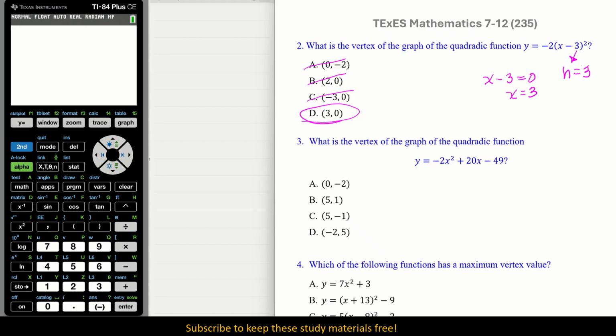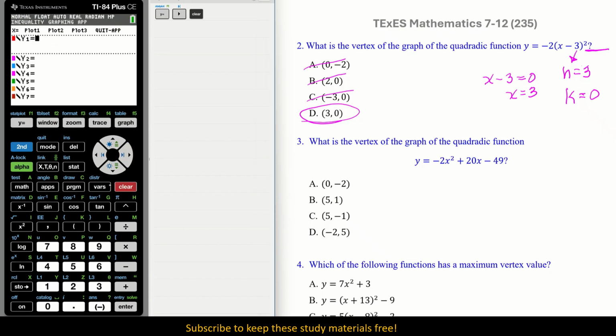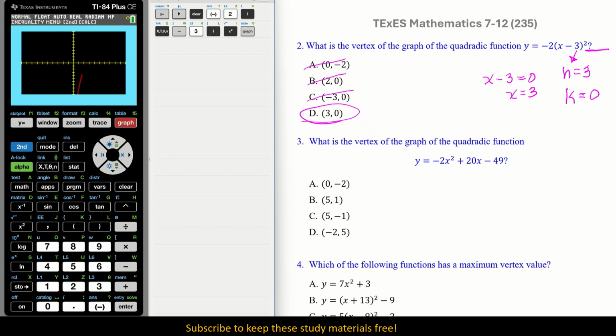Well, wait a second. It says 3, 0. As you notice, we do not have that constant K after our squared parentheses. That means K isn't there, so it's got to equal 0. Logical. But don't believe it until you see it in your calculator. So let's clear this out. And then we have -2, open parentheses, x minus 3, close it back up, square it, graph it.